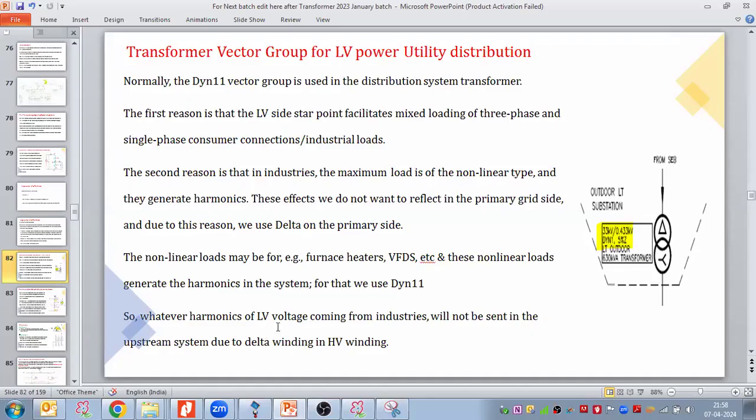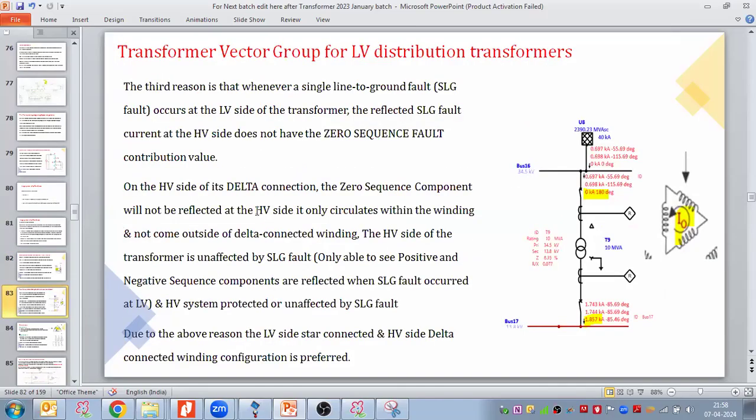So whatever harmonics of LV voltage come from the industry will not be sent into the distribution system, due to the delta winding on the HV side. The third reason is that whenever a single line to ground fault occurs at the LV side of the transformer, the reflected single line to ground fault current at the HV side does not have the zero sequence fault current contribution. So here we can see a delta-star transformer, and a single line to ground fault current if the fault happens on this side.